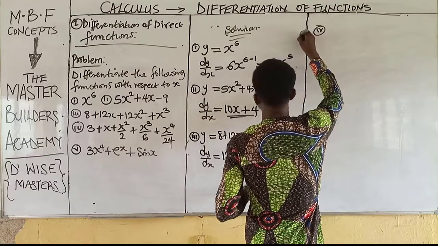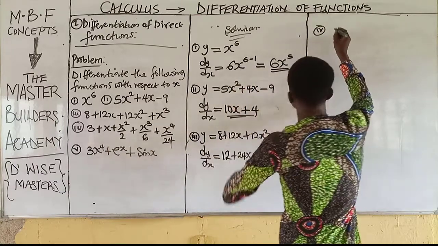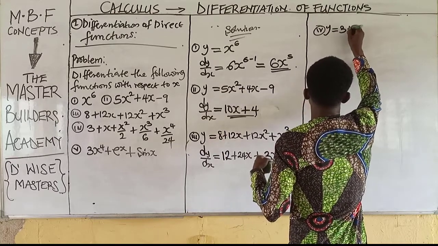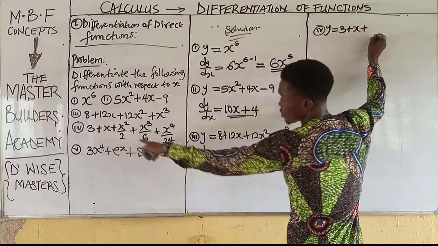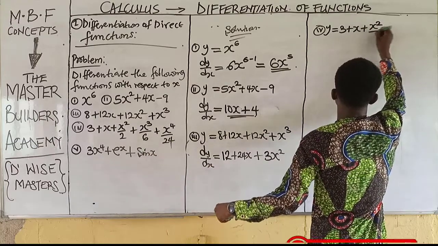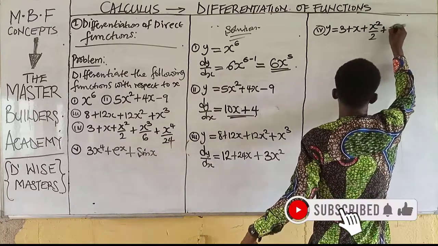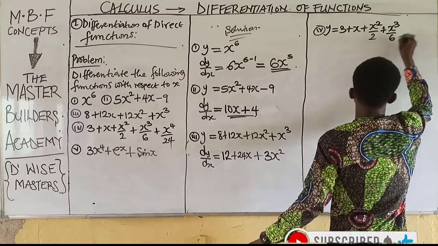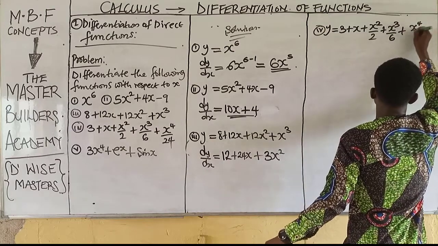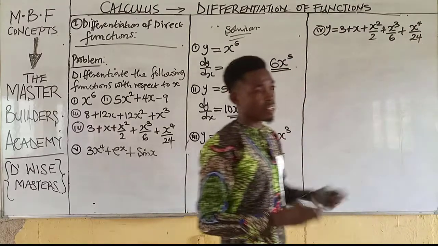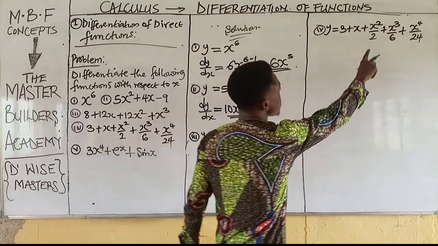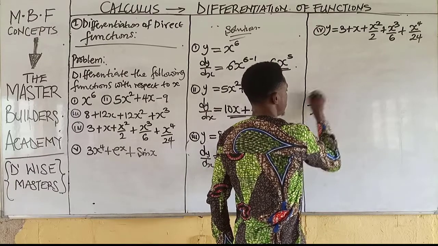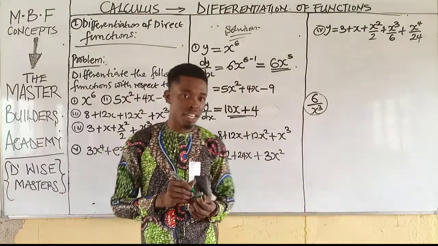Question number 4. In question number 4, we have y is equal to 3 plus x squared over 2 plus x cubed over 6 plus x to the power of 4 over 24. Now guys, listen carefully. There is a difference between this fraction that we have here and when we have 6 over x cubed. So I want to quickly explain something here.